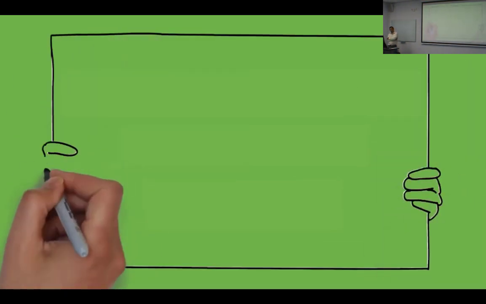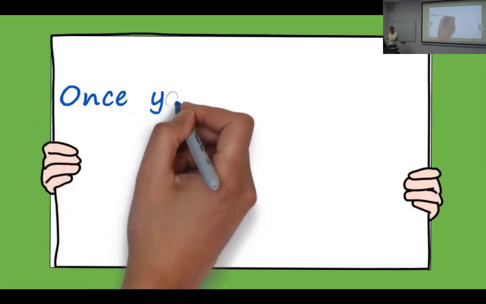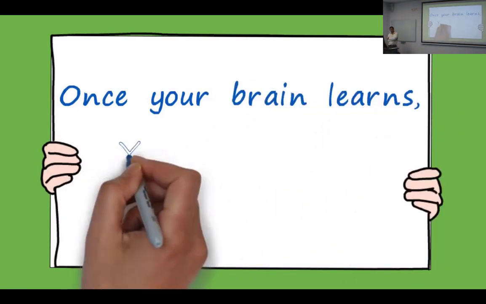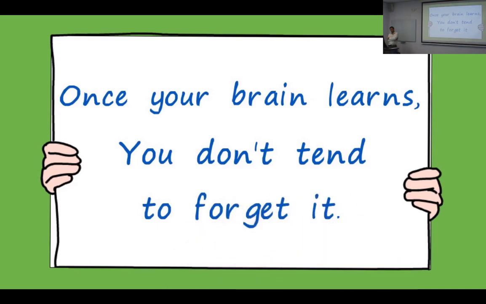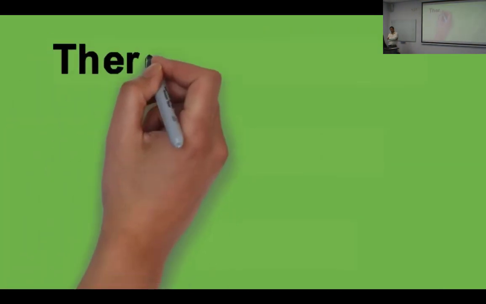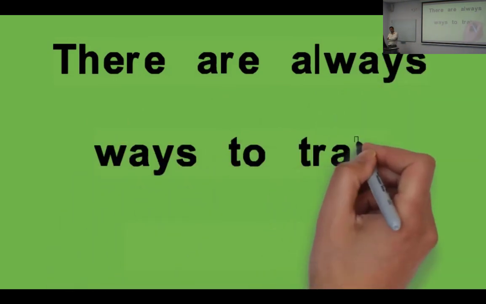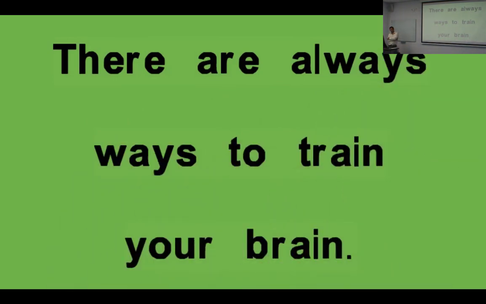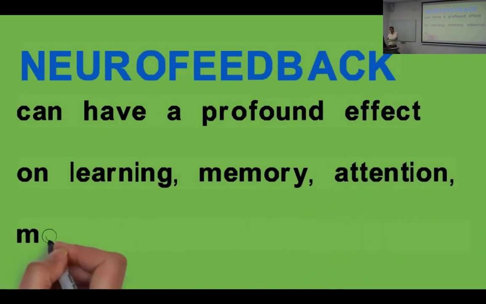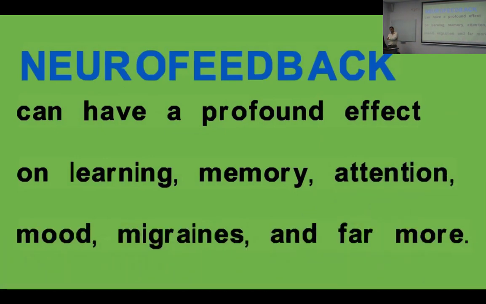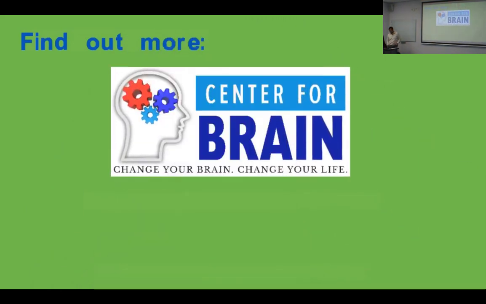So once you train the brain, does it stick? Well, you don't forget how to ride a bike, even if you hadn't ridden in 10 years. It's the same with neurofeedback. Once your brain learns, you don't tend to forget it. There are exceptions, particularly if there's disease like Alzheimer's or neurological issues. But there are still ways to train your brain. The changes you make with neurofeedback can over time have a profound effect on learning, memory, attention, mood, migraines, and far more. If you or someone you know could benefit from improving their brain.